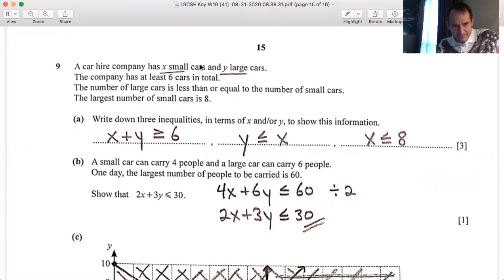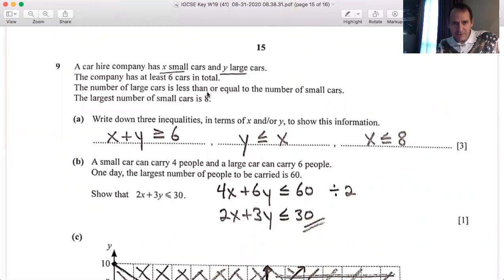So here you have the company has a total of at least 6 cars. So that means the X plus the Y's, that is the small plus large cars, have at least, so that means greater than or equal to. So 6 would be the smallest number. It could be more than that. So the number of small plus the number of large has to be greater than or equal to 6.